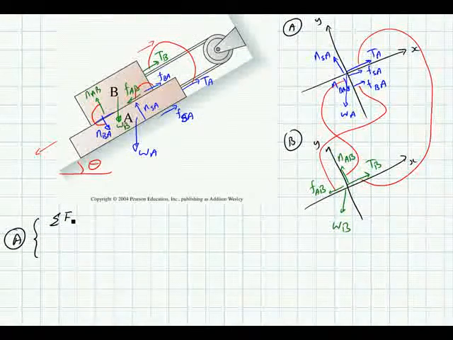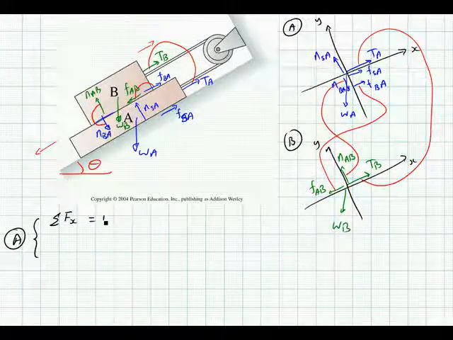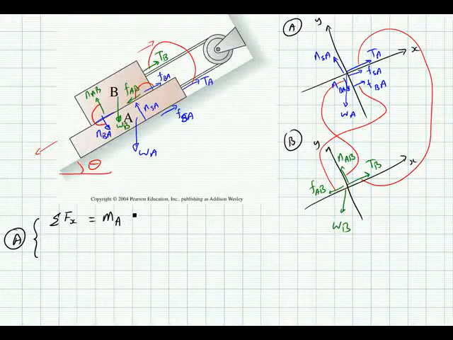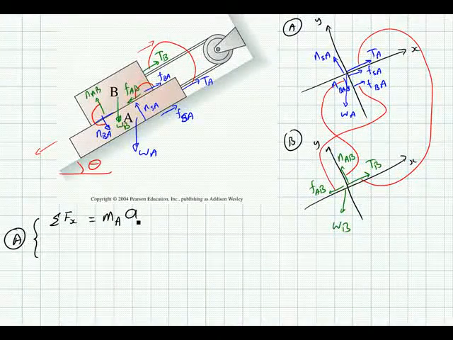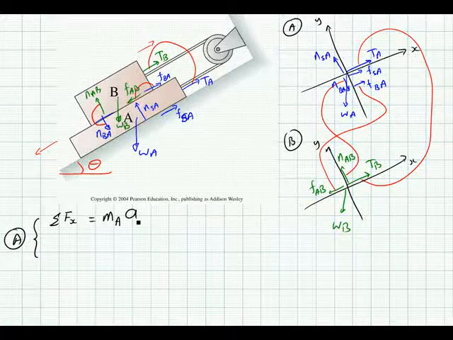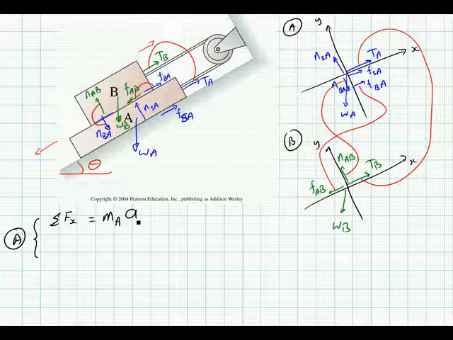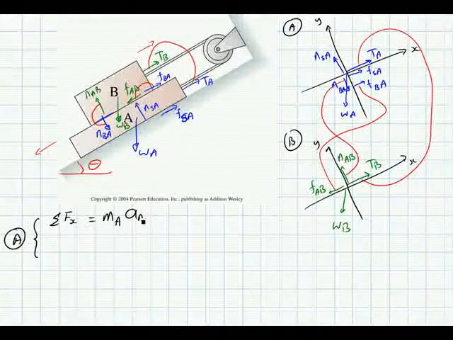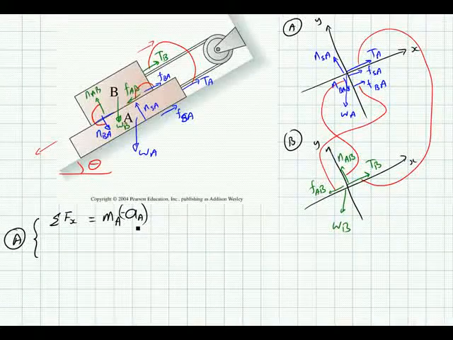First you work out the sum of the forces along the x direction, which is equal to mass of A times acceleration of A. Acceleration of A in this case, if nothing's moving, is 0, but if things were moving, I said A is sliding down, right? So it has a negative sign because it's sliding down.